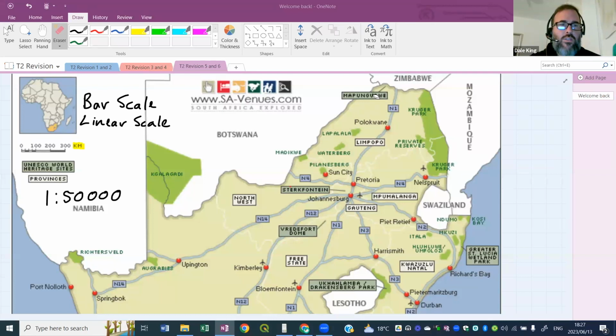Emmanuel's saying he prefers the ratio one. I prefer the bar one. I just get my ruler out and I can measure off, but it's fine. Everyone has personal preferences.